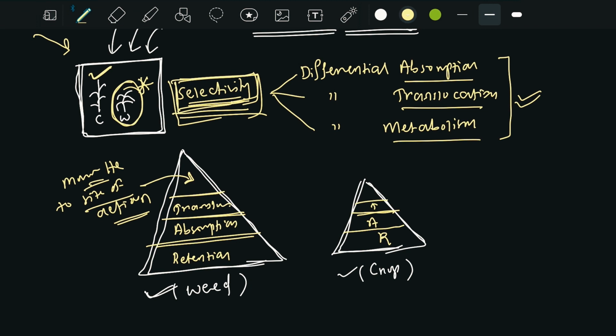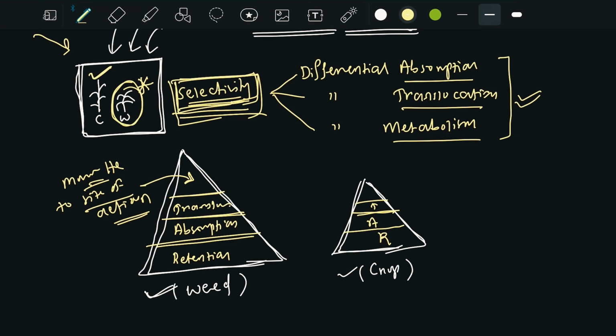What is the site of action? Site of action means where the herbicide molecule, that means that synthetic chemical, actually moves and acts. That means how this herbicide acts on different plants, how it is able to control that plant, how it is able to reduce the growth of that plant.